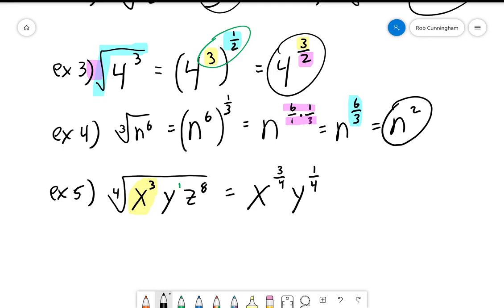This is why fractions are convenient, because it's just a shorthand for division. And then how about z? We've got z to the 8th, and then 4 on the bottom, so that would be z to the 8/4. Well, wait a second, I know what 8/4 is. 8 divided by 4 is 2.